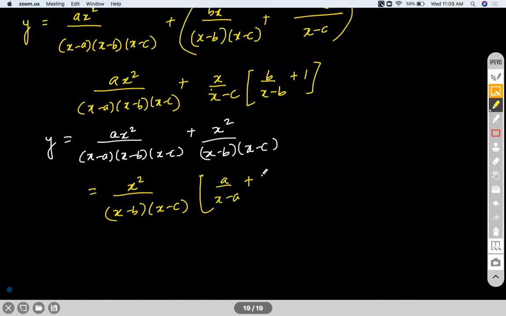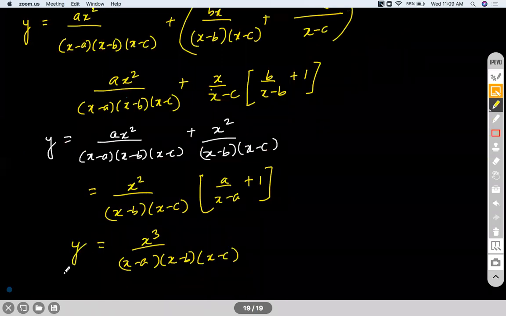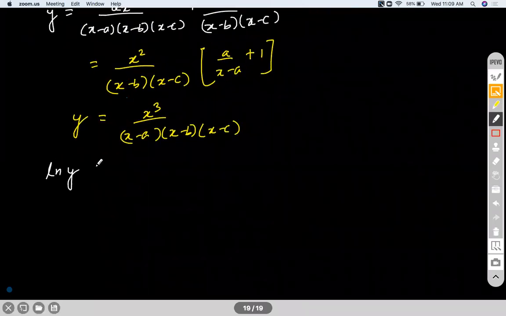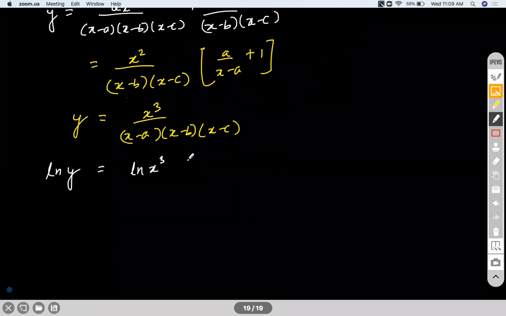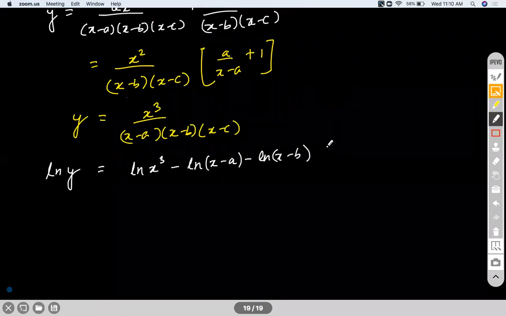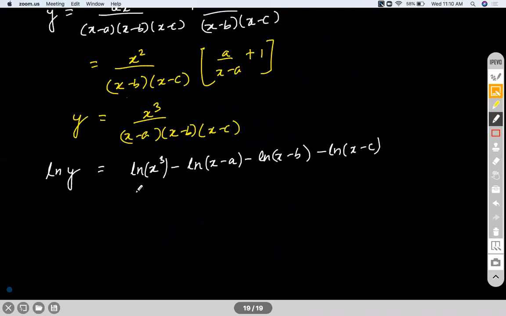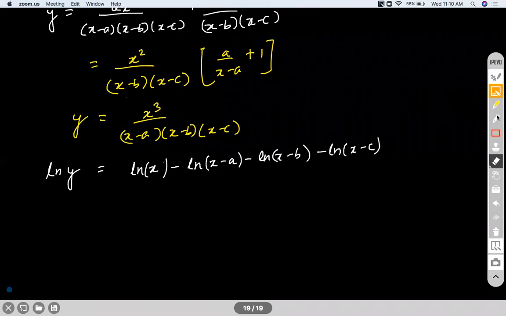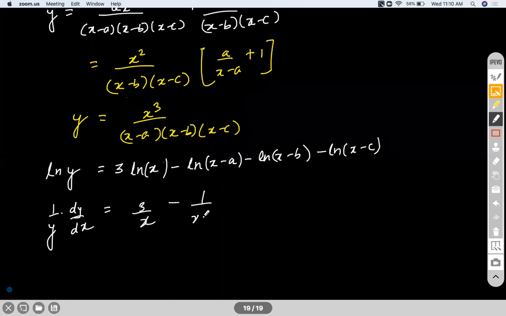You'll get A by X minus A plus 1. Can I say it will result into X cube by X minus A, X minus B, X minus C? Yes, sir. Now, take log on both the sides. So, ln y is equal to ln x cube minus ln of that. Ln x cube is like 3 ln x. Derivative on both the sides. So 1 by y dy by dx is equal to 3 by x minus 1 by x minus a minus 1 by x minus b minus 1 by x minus c.